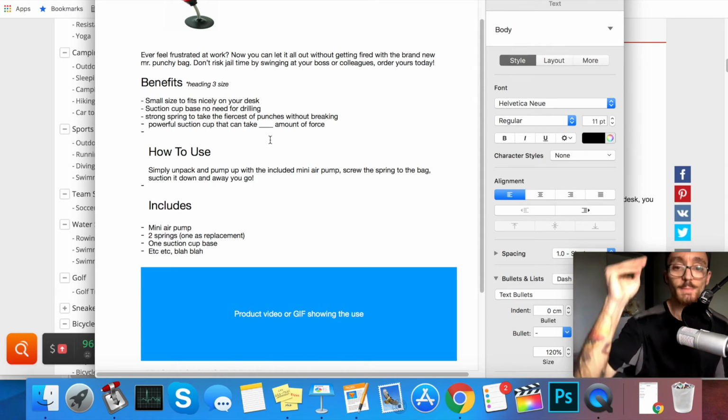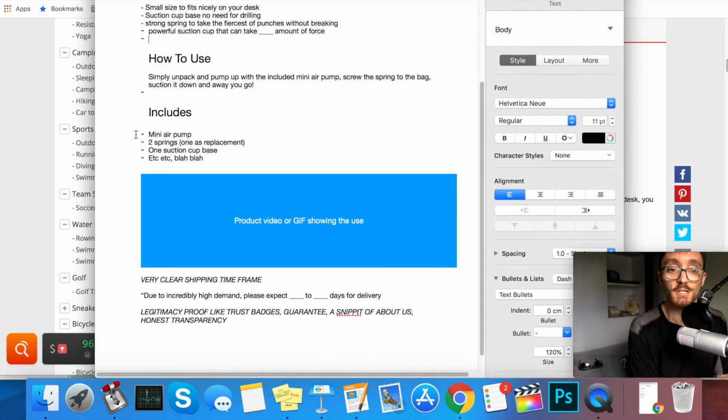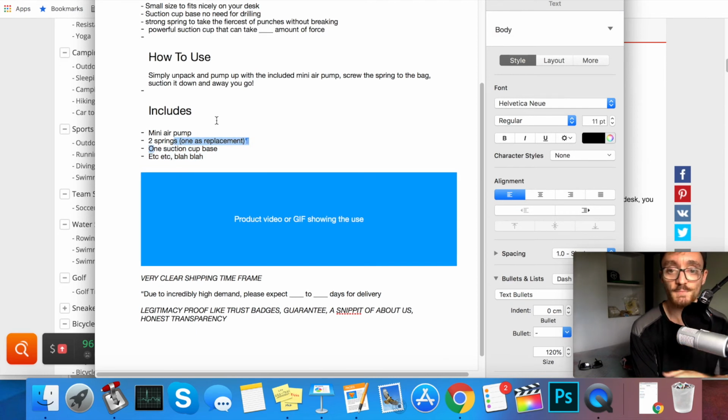So there doesn't have to be a specific section that addresses all the obstructions. You could kind of sneak them in different areas here. And then you want to have an include section, if it comes with a mini air pump. That's probably, since that's an obstruction there, that might be an important part. If somebody's really concerned about the springs breaking, you might indicate that there's 2 springs. One is a replacement. You don't want to lie, of course. But if there really was 2 springs, the suction cup base, everything it comes with, you could utilize that addressing obstructions as well.